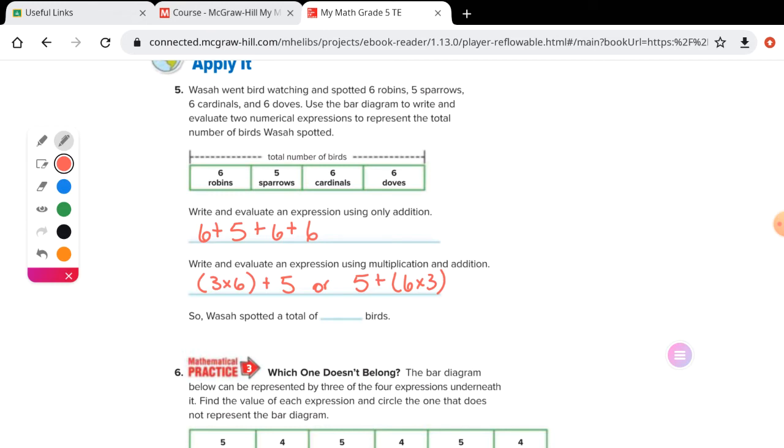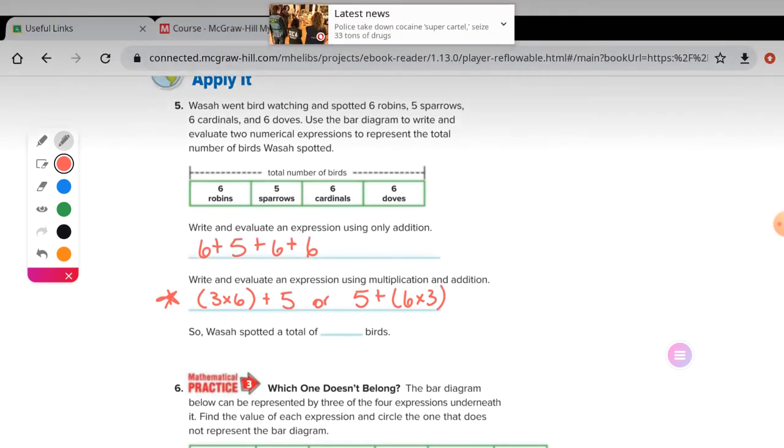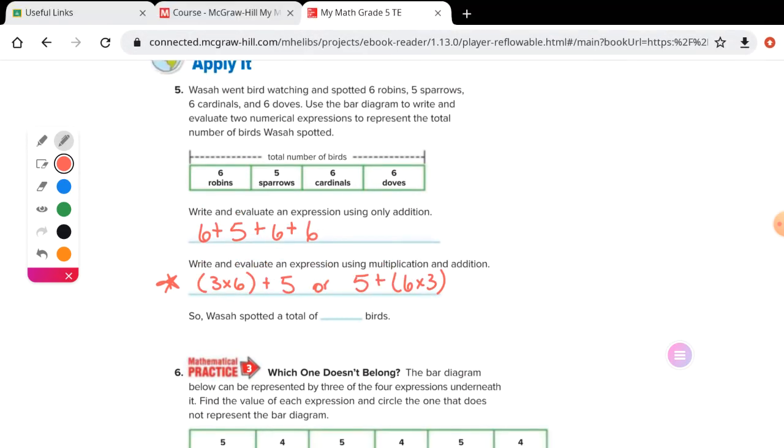Okay. Now, on both of those problems, what would we do first, Easton T? On both of those problems, what would we do first? You would go from left. No. On these two problems, what would we do first? The parentheses. In both of them, the parentheses are 3 times 6. What's 3 times 6? 18. 18. What's 18 plus 5? Did we get the same answer? Yes, you should have had some work out here to the side on both of those. But both of them came up to 23 birds.